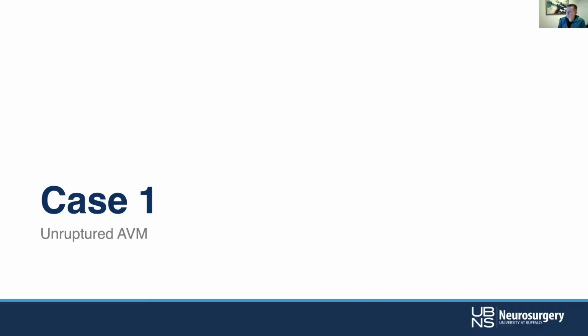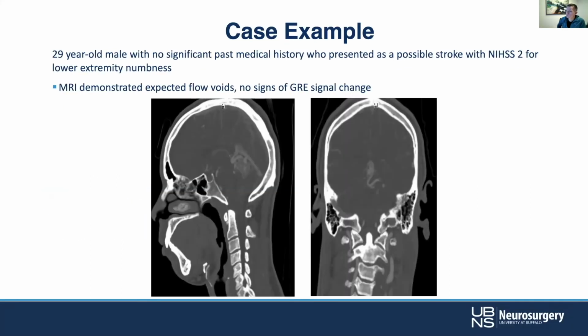Let's do some cases. So here's a case of an unruptured AVM. This is a 29-year-old gentleman who presented with no significant past medical history, came in as a stroke alert to our system, NIH stroke scale of 2, lower extremity numbness. MRI was done and demonstrated some flow voids.